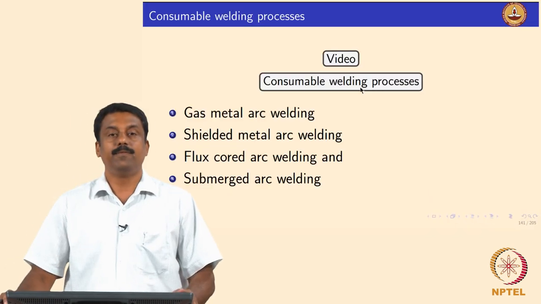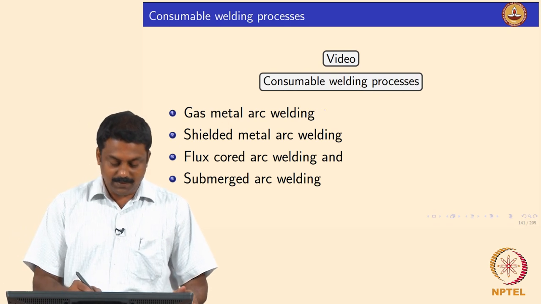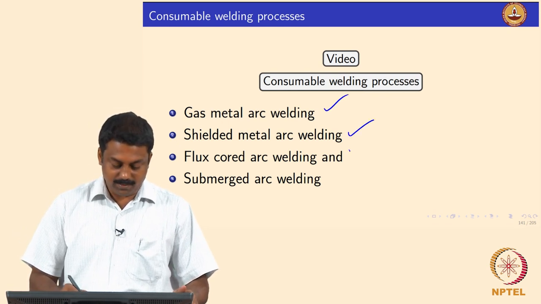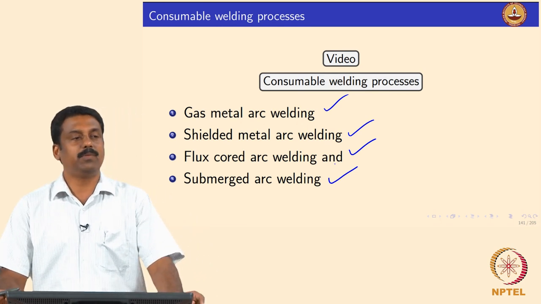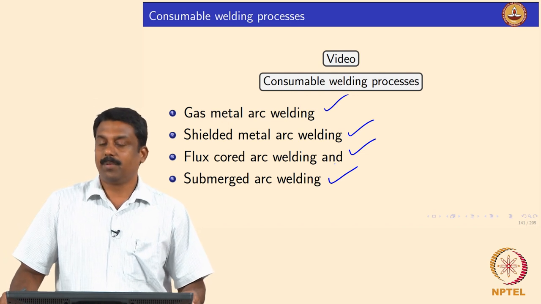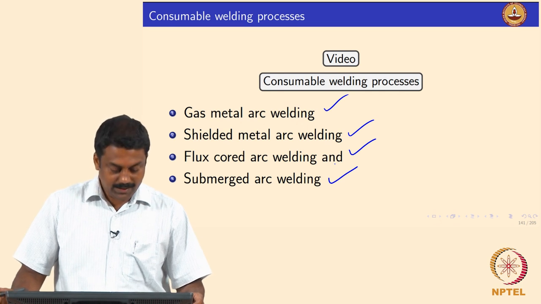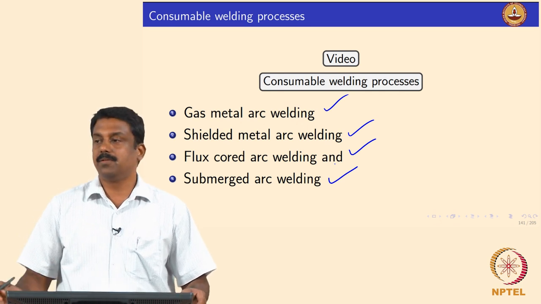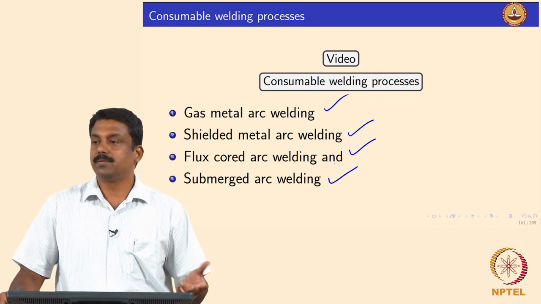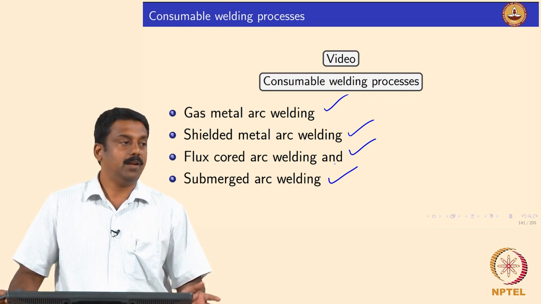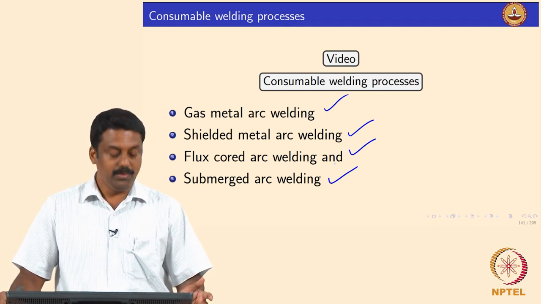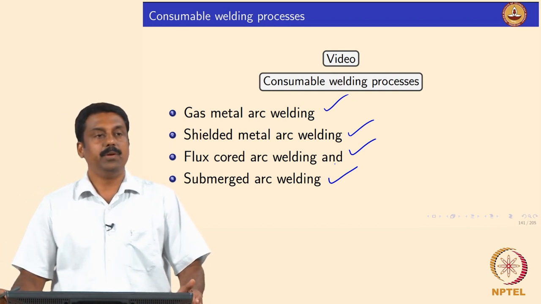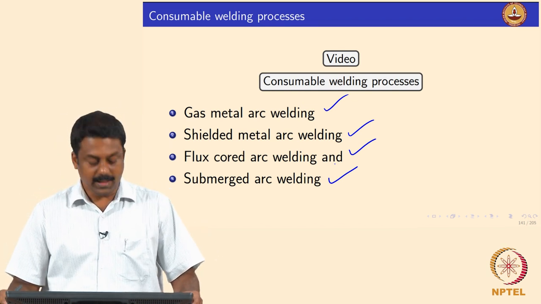First, the four important processes: gas metal arc welding, shielded metal arc welding, flux cored arc welding, and submerged arc welding. We will go in this sequence, because gas metal arc welding is the most widely used welding process for engineering applications. Shielded metal arc welding is also used for low-end applications, but with large production needs. And flux cored arc welding is also widely used if you want to melt more and deposit more volume per unit time.